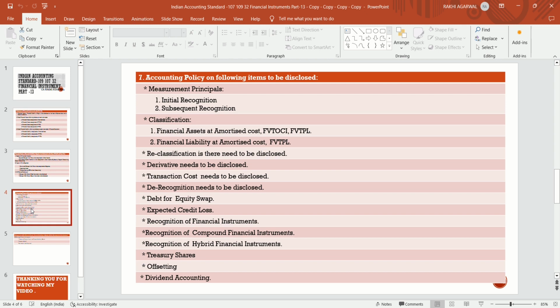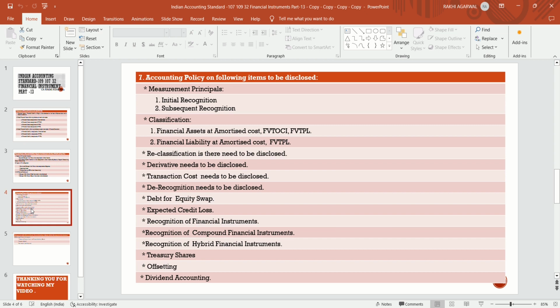Reclassification, if there is any, needs to be disclosed. Any derivative transaction needs to be disclosed. Transaction cost needs to be disclosed. Derecognition needs to be disclosed. Any derecognition of financial asset or liability is treated as an accounting policy and should be disclosed. Debt for equity swap: if any debt instrument is swapped to equity, like we had discussed in the case of debt for equity swap, it is also treated as an accounting policy and should be disclosed in the notes to accounts.